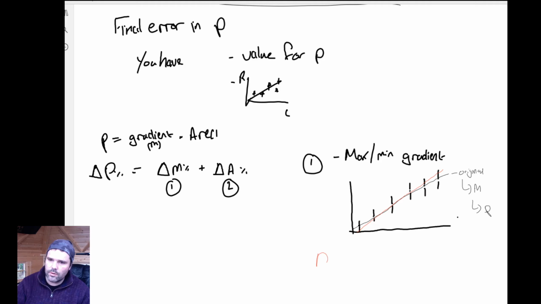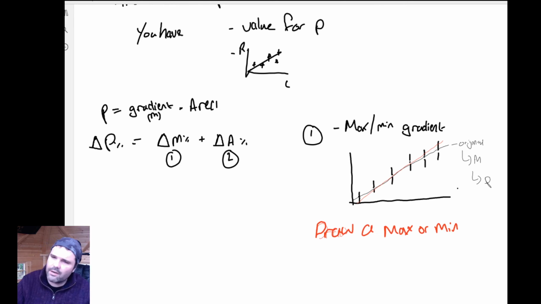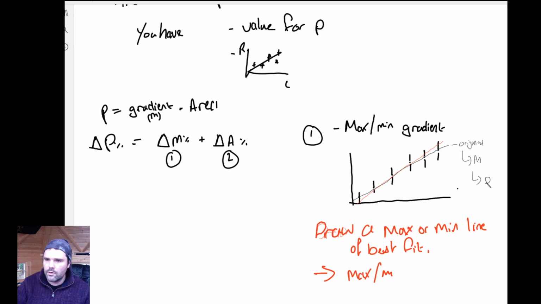So draw, I'm going to go with a thicker pen, draw a max or min. You don't need to do both. You can take both and you can average them if you want, nothing wrong with that, but you don't need to do both. It's fine just to do the one. Draw a max or min line of best fit. This gives you a max or min gradient.